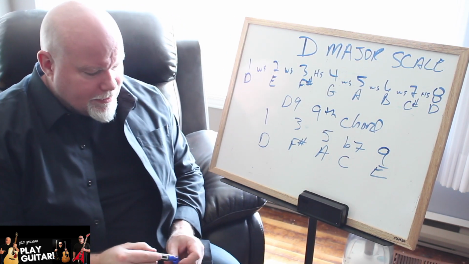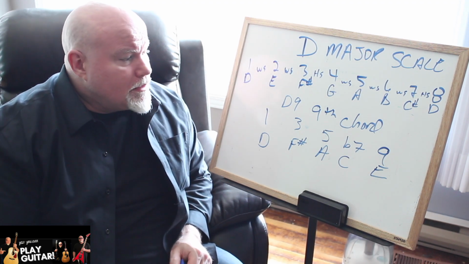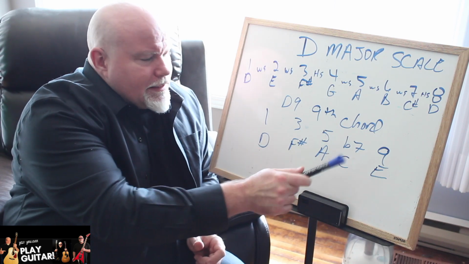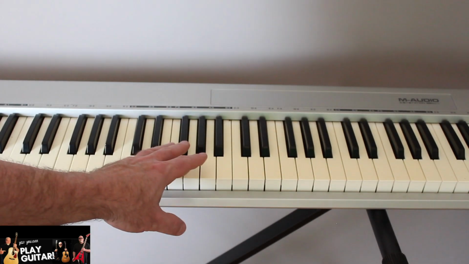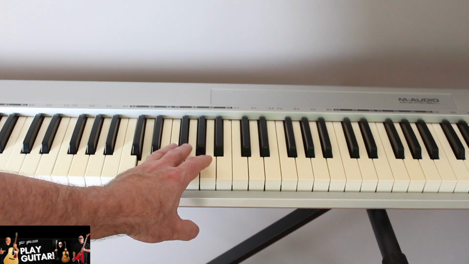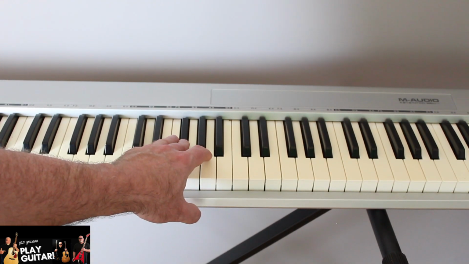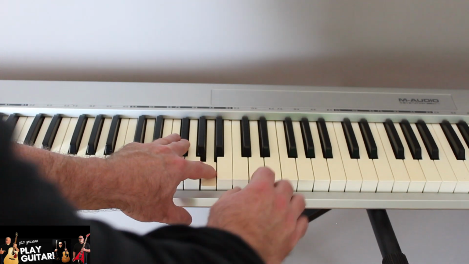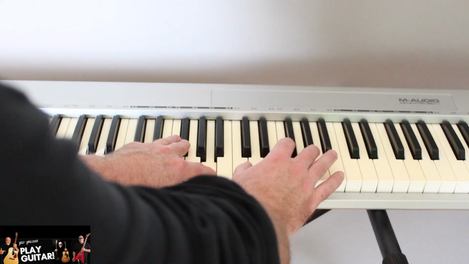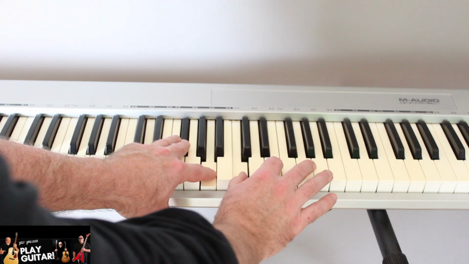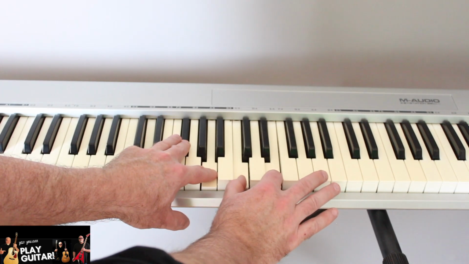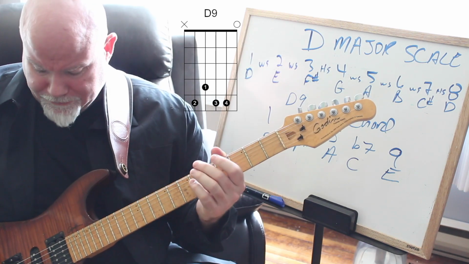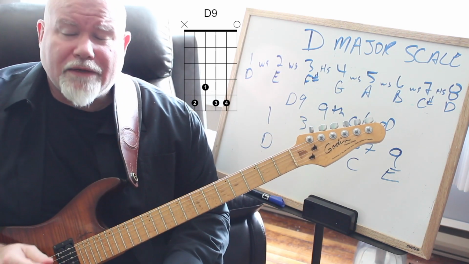So we can see here that the notes in a D9 are D, F sharp, A, C, and E. On our trusty little keyboard here, we have our root, D, our third, F sharp, and we have A, we have a flat 7, which is C, and then we have our E, which is an octave higher. That's a D9 chord.